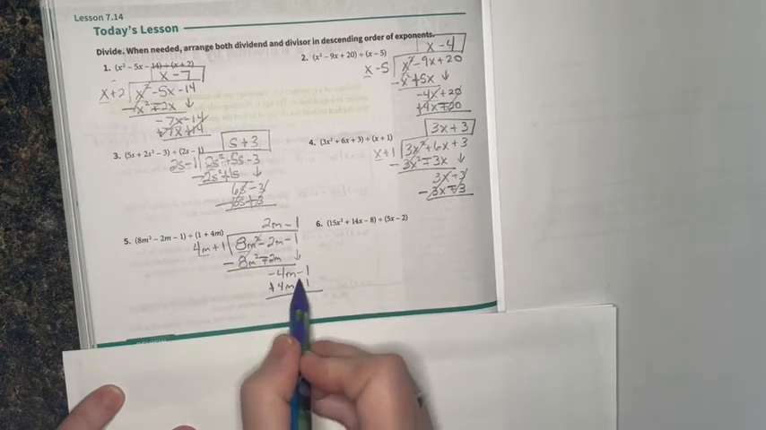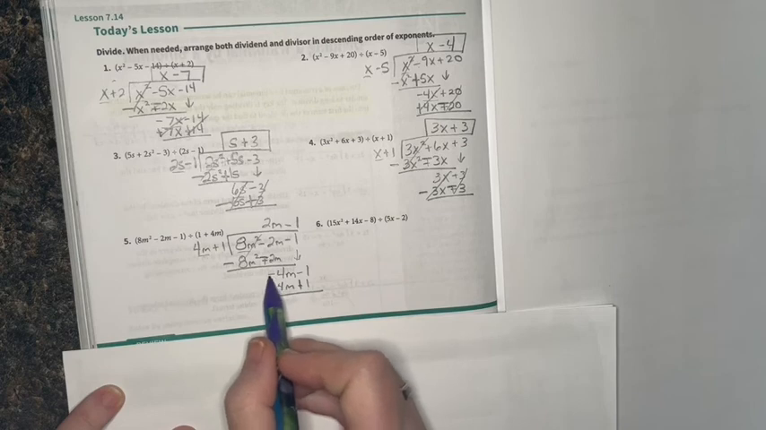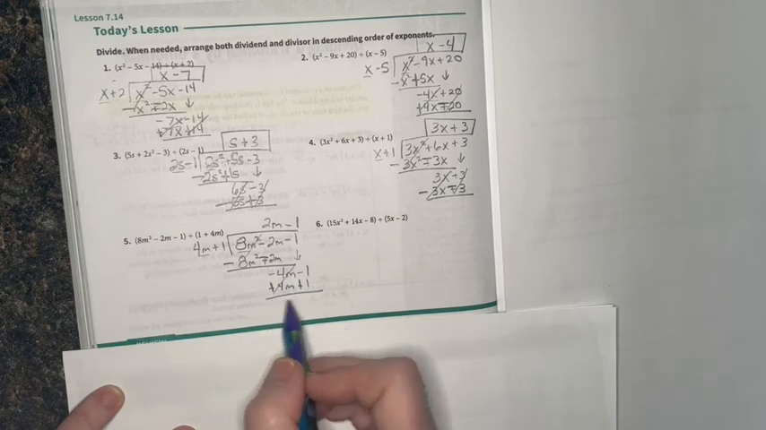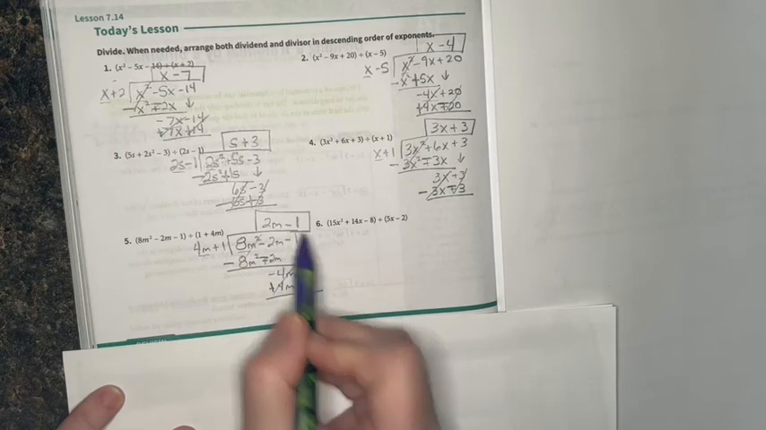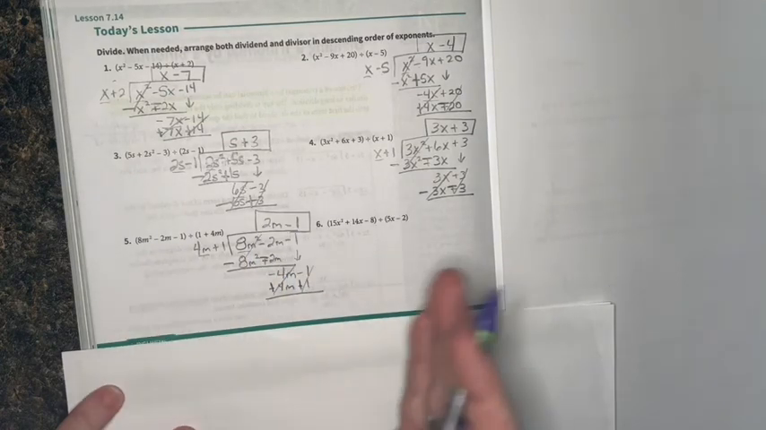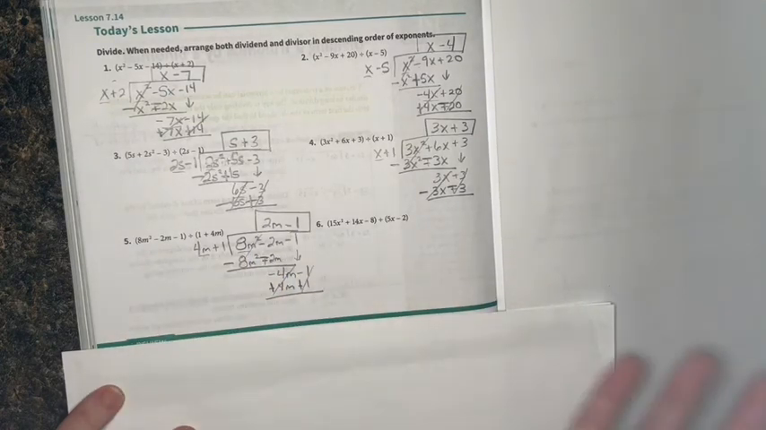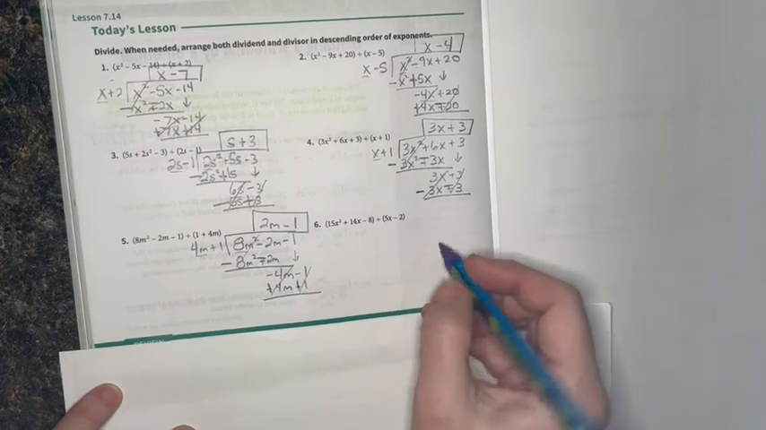Then we change our signs. Negative 4m plus 4m is 0. Negative 1 plus 1 is 0. My answer is 2m minus 1. Now, these aren't always going to work out to be 0. We will have remainders. I don't want you to think that's always just going to end like that. So let's look at number 6.